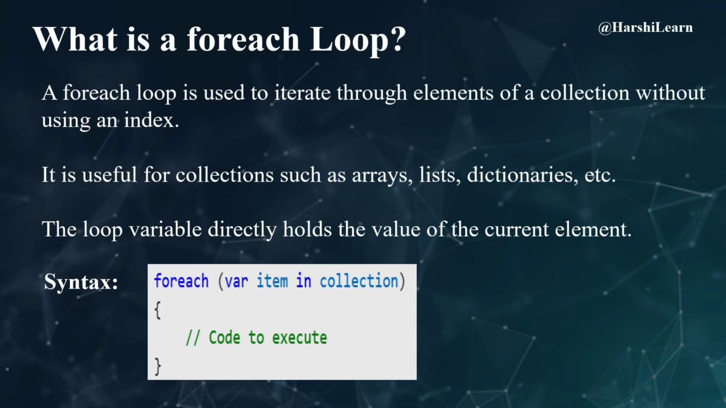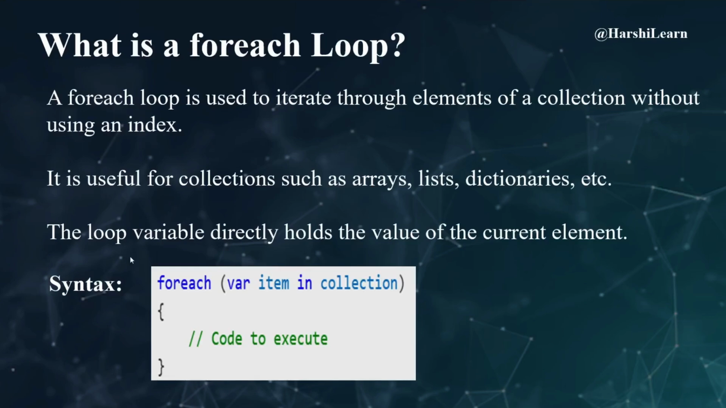The foreach loop is designed especially for iterating over collections like arrays, lists, dictionaries, and more without needing an index. Okay, instead of manually tracking position, the foreach loop automatically retrieves each element one by one. Using this foreach loop, we need not manage index variables, and it prevents out of bound errors, and it makes code cleaner and easier to read.